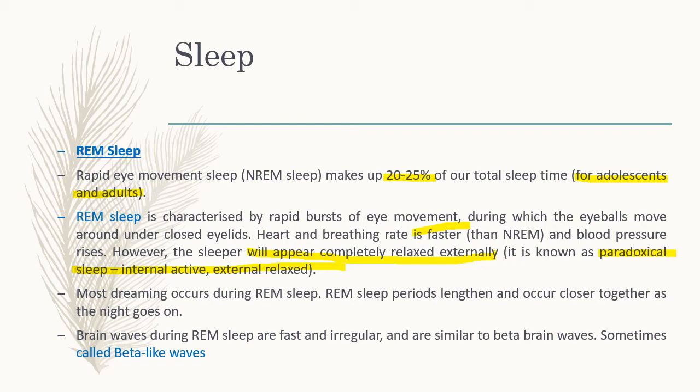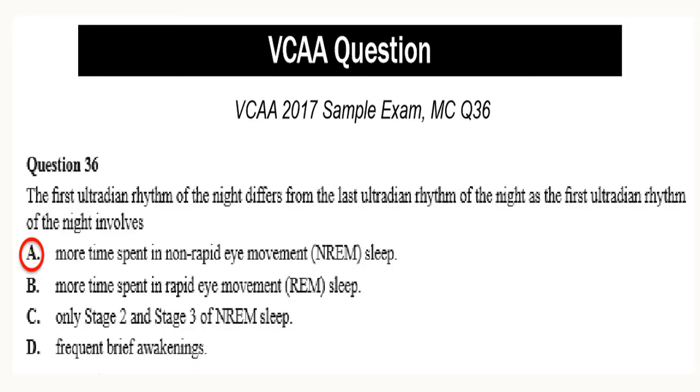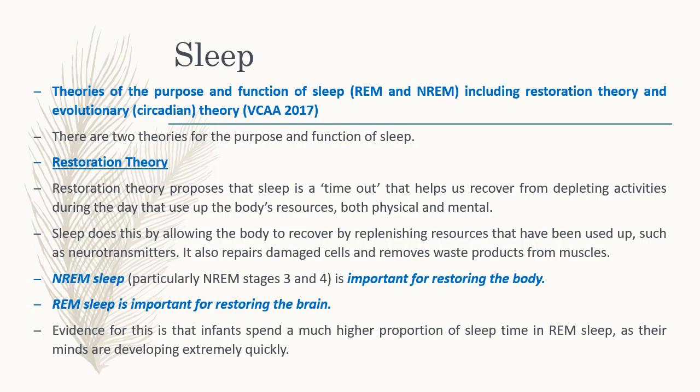Most dreaming occurs in REM sleep. REM sleep periods lengthen and occur closer together as the night goes on. Brainwaves during REM sleep are fast and irregular and are similar to beta brainwaves, but they are usually beta-like. That's why they call them beta-like. They are like beta waves. And you can pause and read the question.